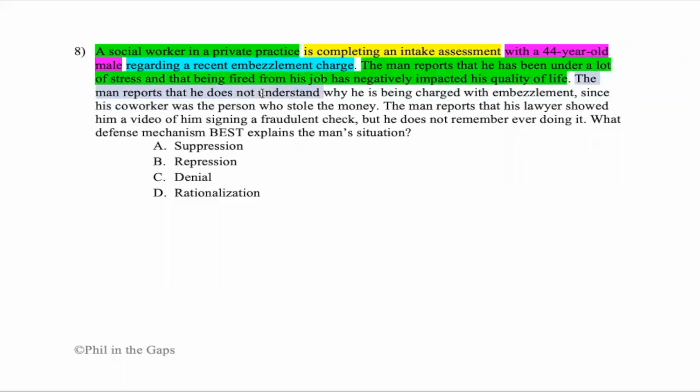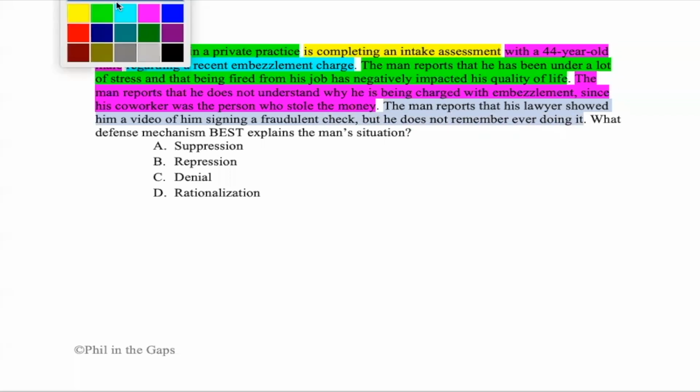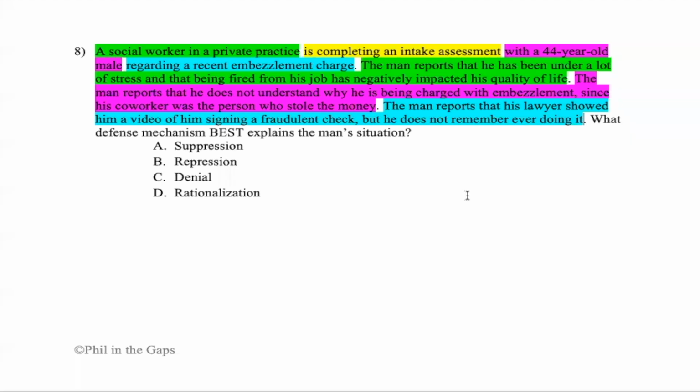A man reports that he does not understand why he's being charged with embezzlement since his coworker was the person who stole the money. The man reports his lawyer showed him a video of signing a fraudulent check, but he does not ever remember doing it. What defense mechanism best explains the man's situation?